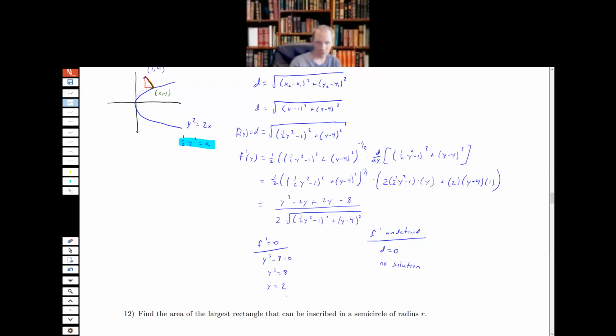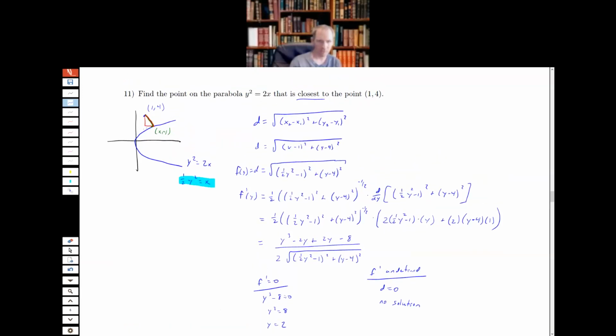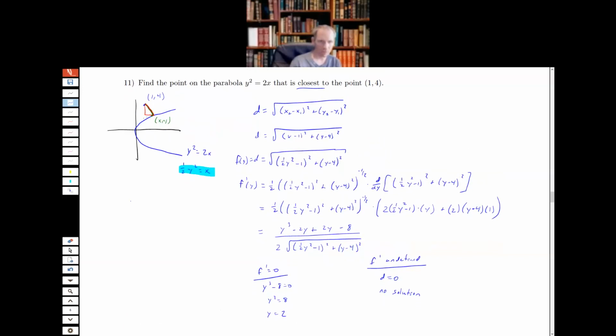Okay, so y equals 2 is my only critical point, so that's got to solve the problem. Okay, so I just need to go and plug in x. X is 1/2 y squared, which is 1/2 times 2 squared, which is 2. So the point 2, 2 is closest to the parabola.